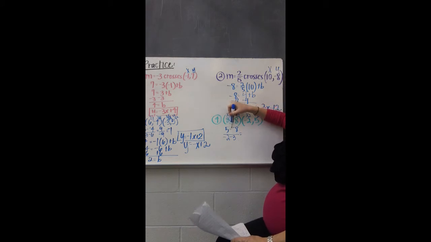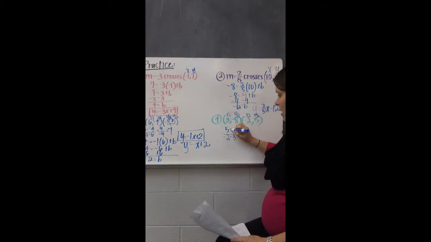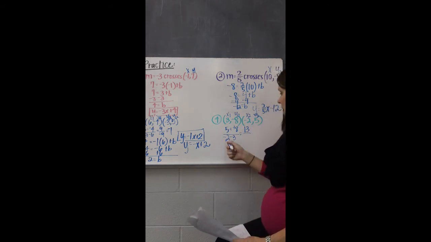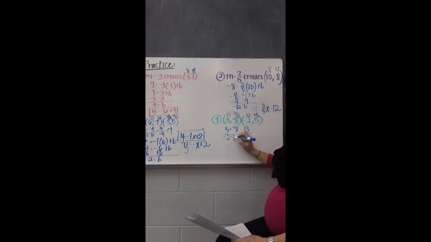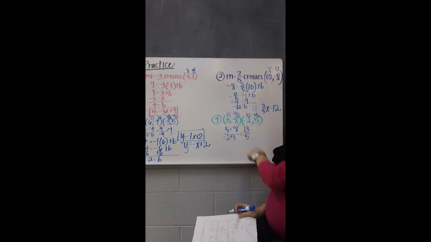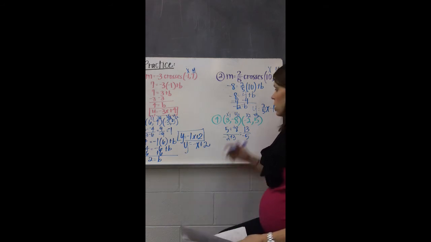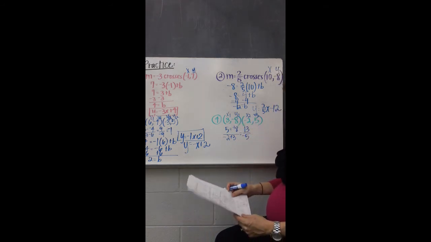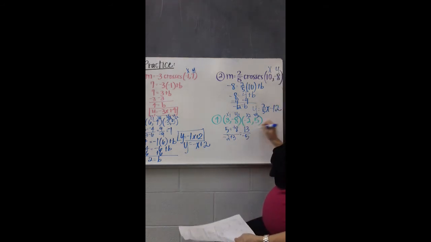So we got 5 minus -8. Keep, change, gives me 13. -2 minus 3, so we got keep, change, gives me -5. So I have a -13/5. That's my slope. So now I'm going to pick one of the points. I'm going to go with the second point this time.